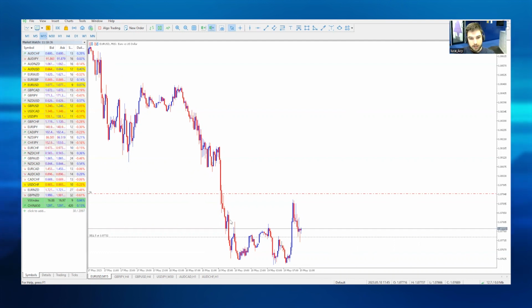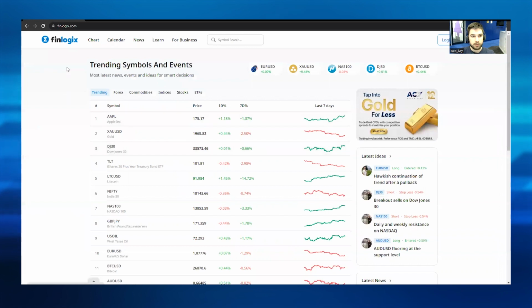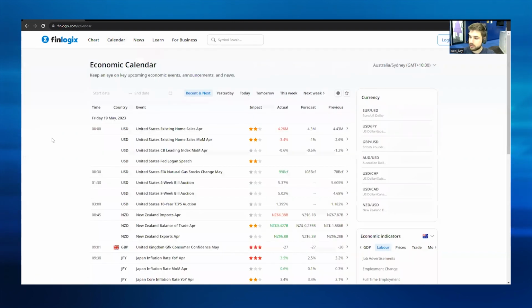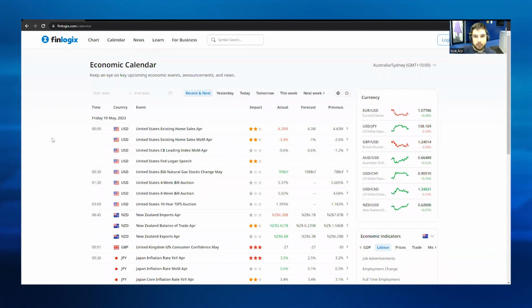All right, so let's start here with FinLogix. It's a free tool, a sister company of ACY Securities. Let's start looking at the calendar, so what we're going to have for next week. If you click here, economic calendar, you have access to it, and we can select next week already.